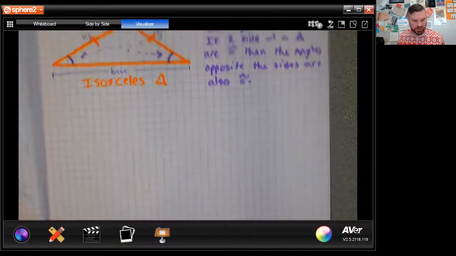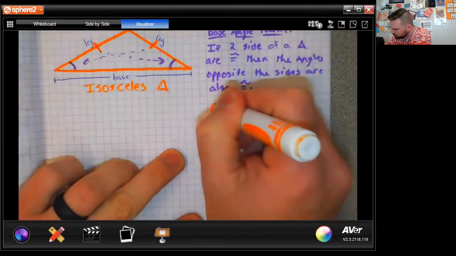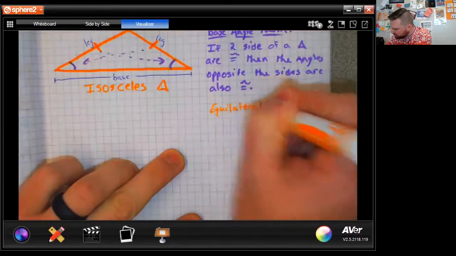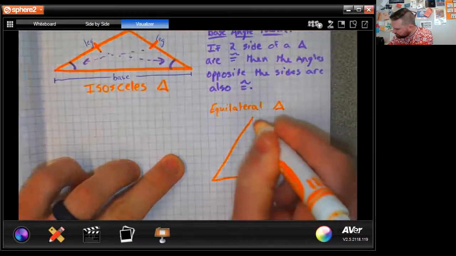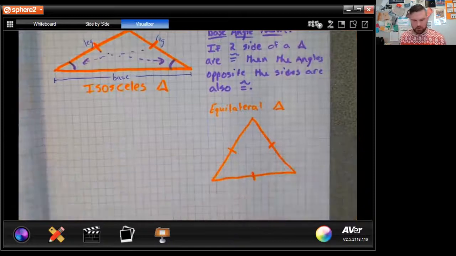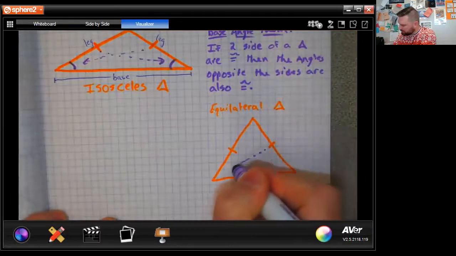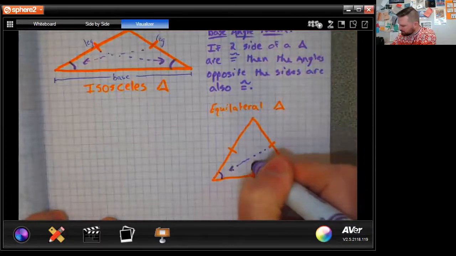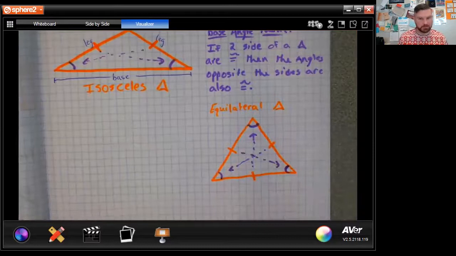And in an equilateral triangle, all sides are the same. Okay, since all sides are the same, then all angles, or the angles opposite congruent sides, will also be the same. Okay, so I got a couple examples here.